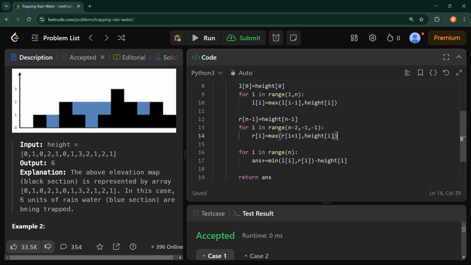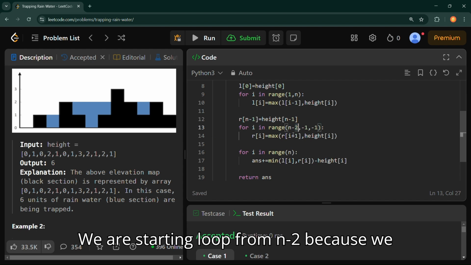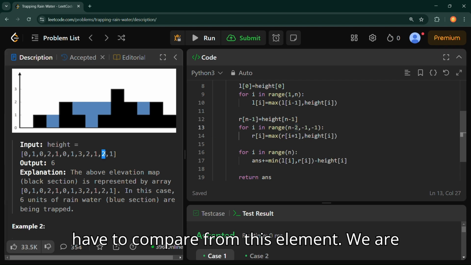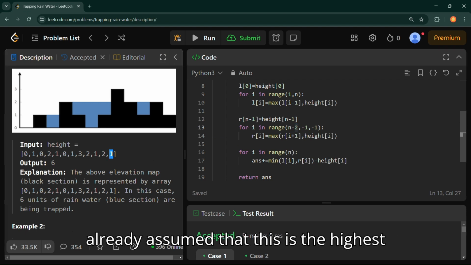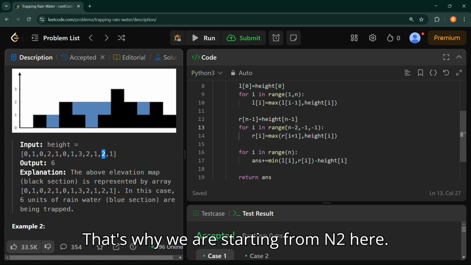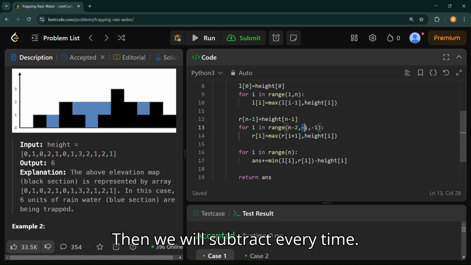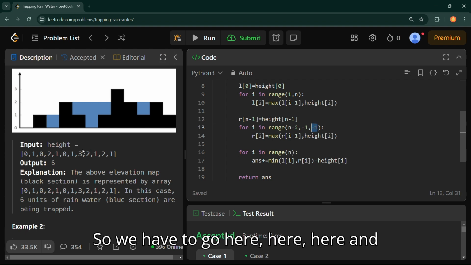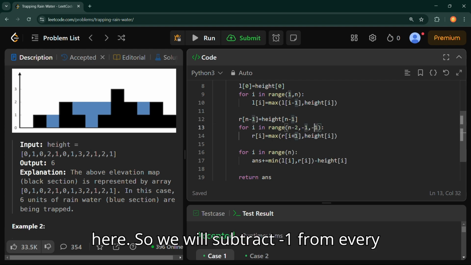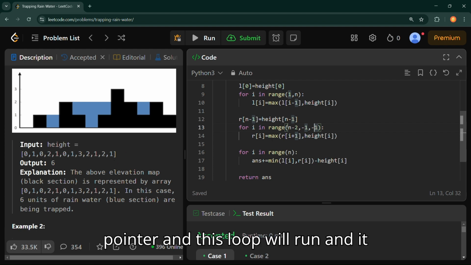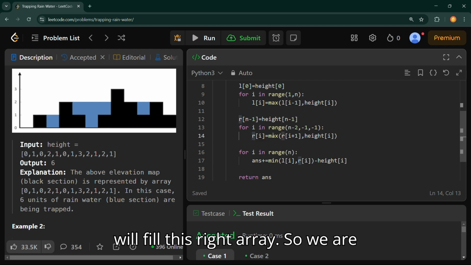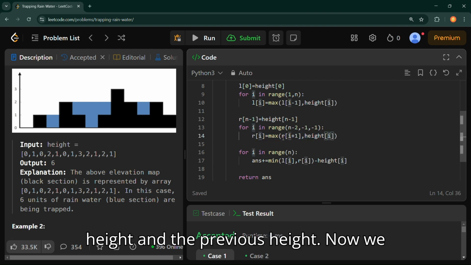Then we are starting a loop. We are starting the loop from n-2 because we have already assumed that the last one is the highest building, so we have to start from here. That's why we are starting from n-2 here. Then we will subtract every time. So we have to go here, here, here, and here. So we will subtract 1 from every pointer, and this loop will run and it will fill this right array. So we are storing the maximum between the current height and the previous height.